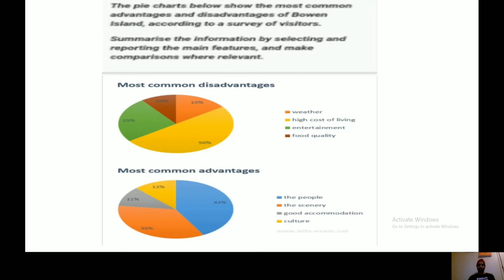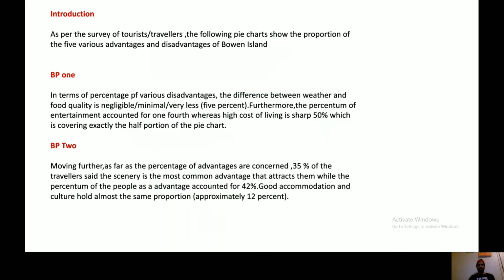So it's like 1/4. It's a quarter. So a quarter is always the 1/4 of the pie chart. So you can use "the percentage of the entertainment accounted for 1/4", whereas always try to use the linkers, because if you are using the linkers, it gives a contrast that you're making a comparison. That's what is being asked in the question.